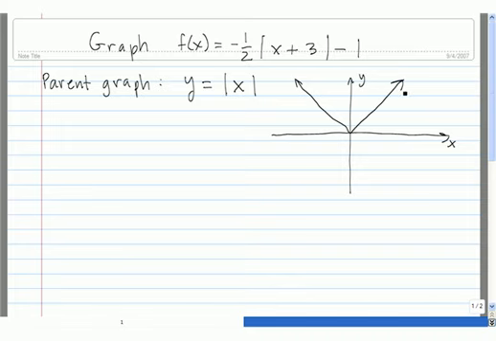Okay, so the first step that we do is we want to peel outwards from x. So the first thing we take care of is the effect of adding this 3 inside the absolute value sign. That effect is going to take the graph of the absolute value of x and shift it to the left 3 units. So that's going to be the first graph we produce.